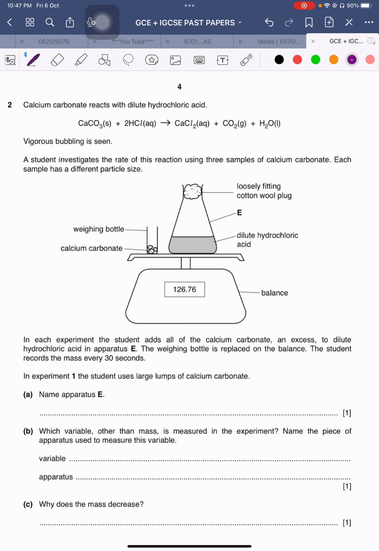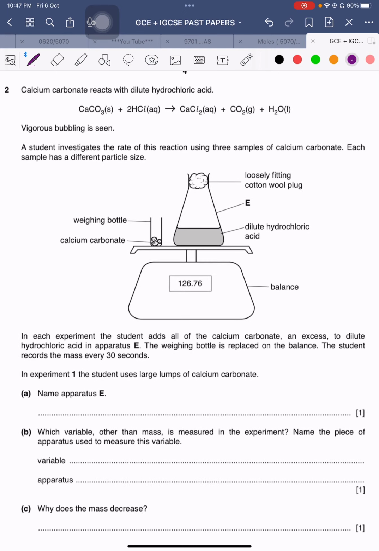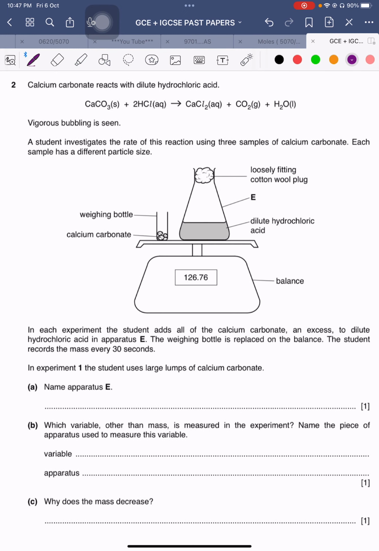Okay, calcium carbonate, CaCO3. From now onward, you people should start making your own collection of the formulas of different types of compounds along with their names. Calcium carbonate, this is the formula of the marble chips, marble stone. Calcium carbonate, CaCO3, reacts with HCl. Vigorous bubbling is seen due to CO2.